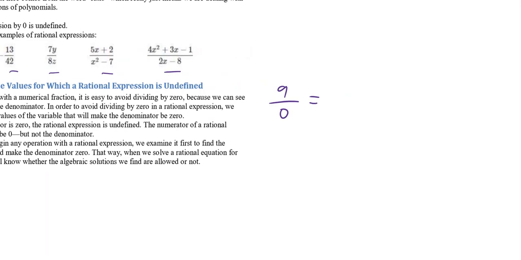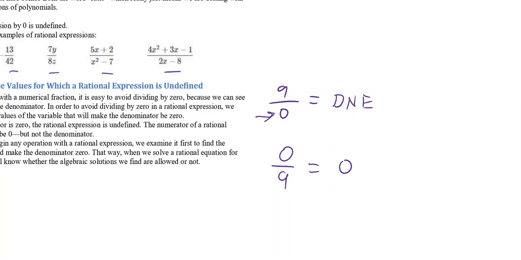Yes, that's not defined, or does not exist. What about this though? What if I had 0 divided by 9? What would that be? You can't divide 0 into 9 groups? You actually can. This one's fine. 0 divided by 9 is still just 0. You just can't divide by 0.